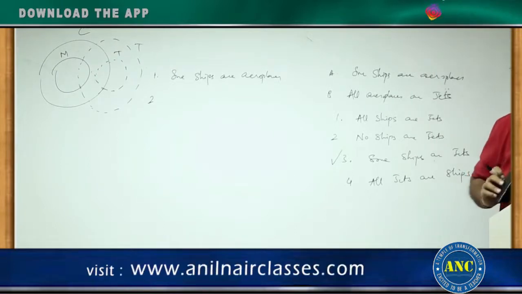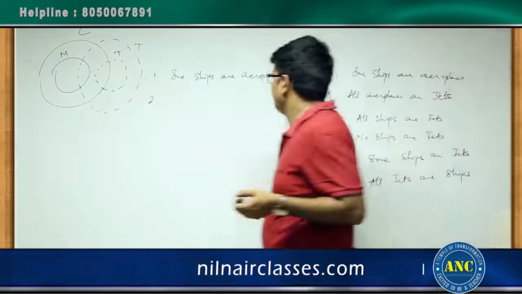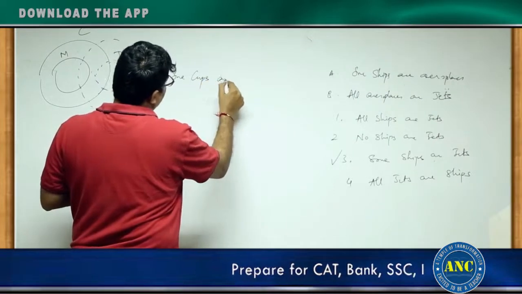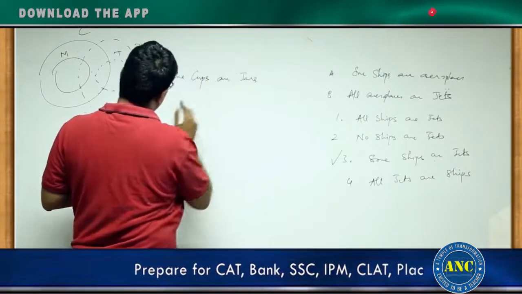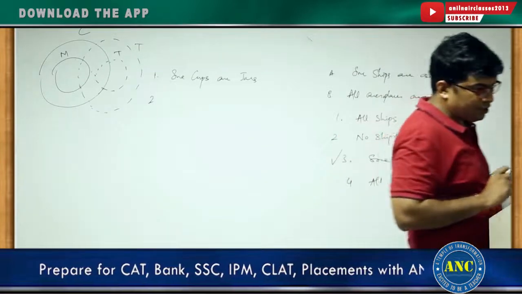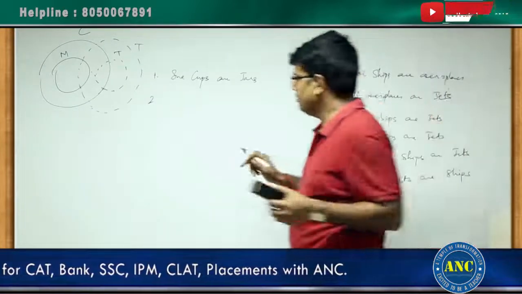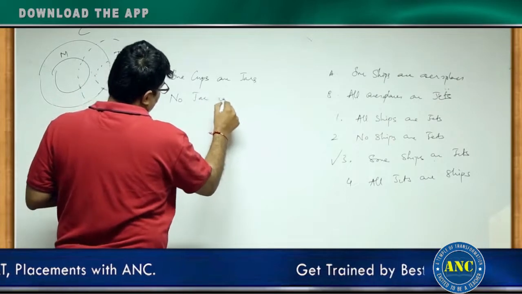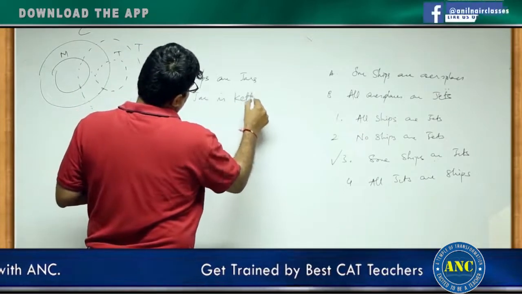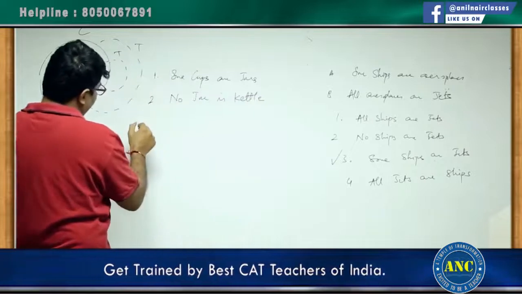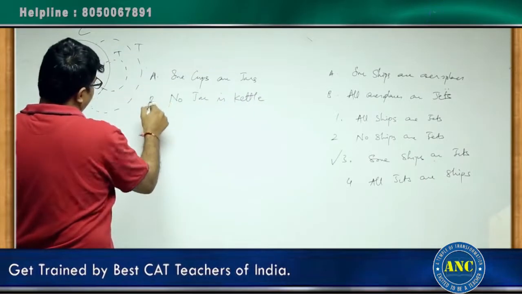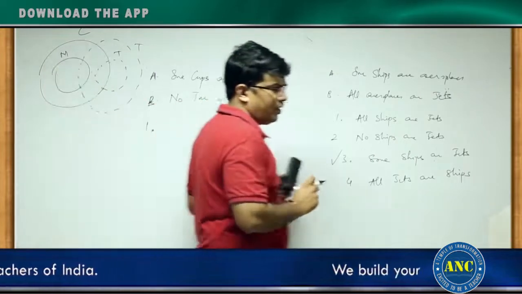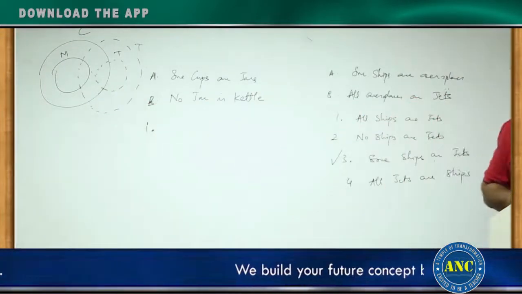Take an example. Some cups or jars. No jar is a kettle. Take the statement A. Some cups are not. Statement 1. Some cups or kettles.